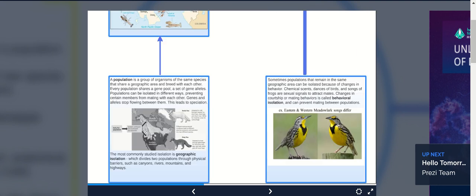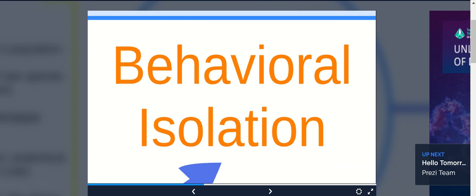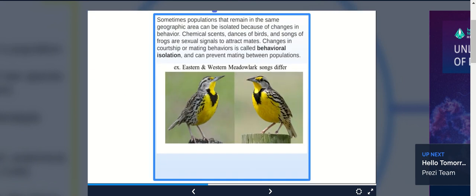All right, and another way reproductive isolation can happen is through behavior. So if the behavior changes within individuals in a population enough, they will no longer mate, and eventually over time they'll become two different species. Like here you have the meadowlark singing two different songs. They don't attract each other, so they're now considered two different species.